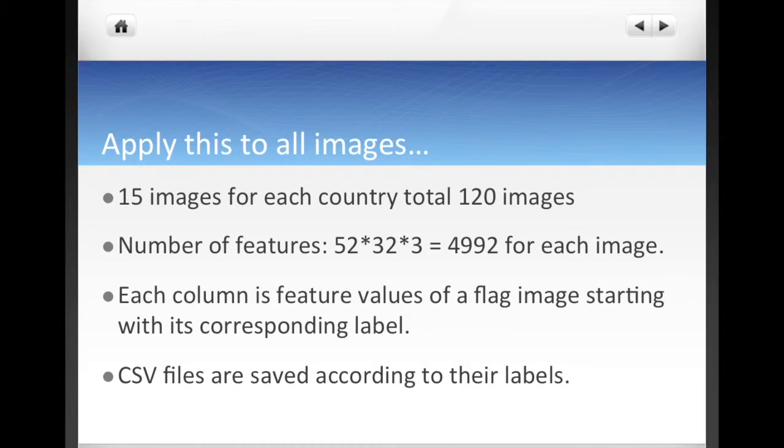Since we restricted the image size to 52 by 32, we now have data of dimension 52 by 32 by 3 for each one of 15 images of each one of the 12 countries. Then we write them to CSV files for the convenience of manipulation using R.